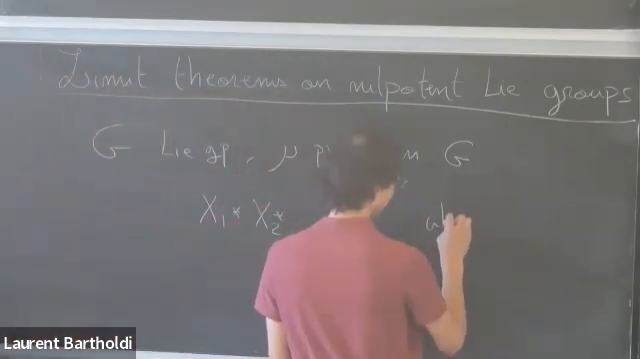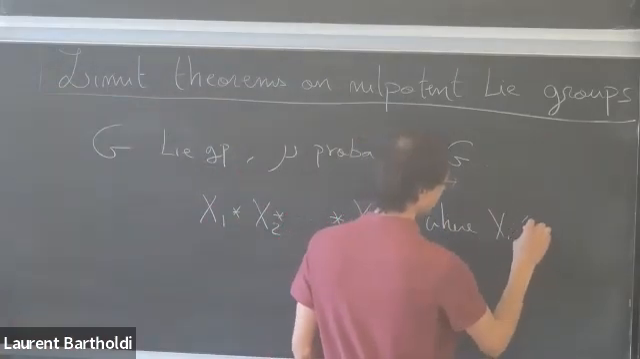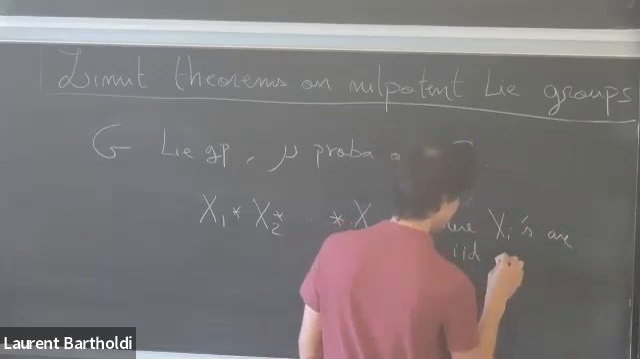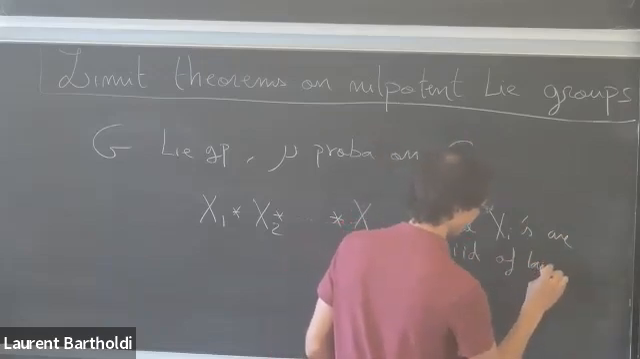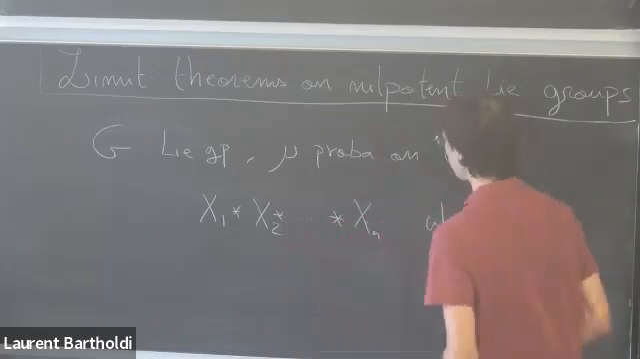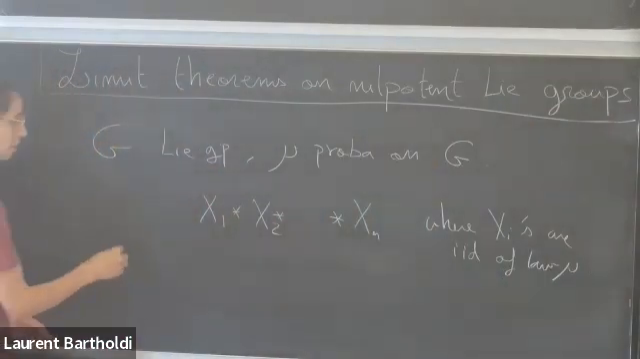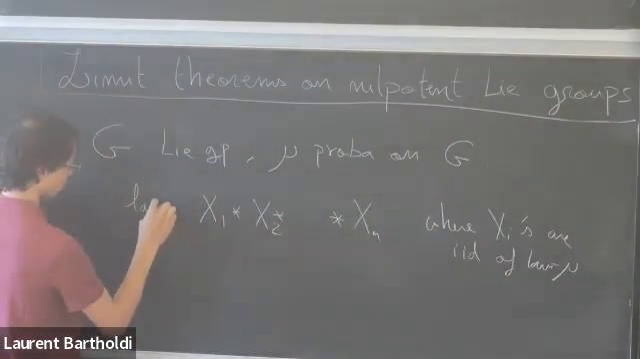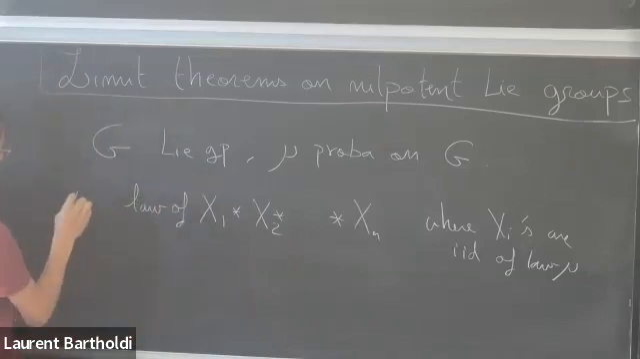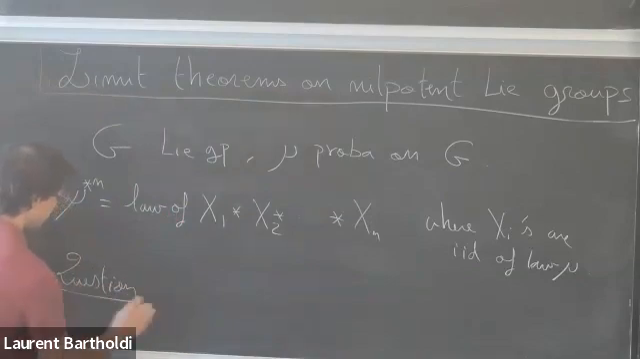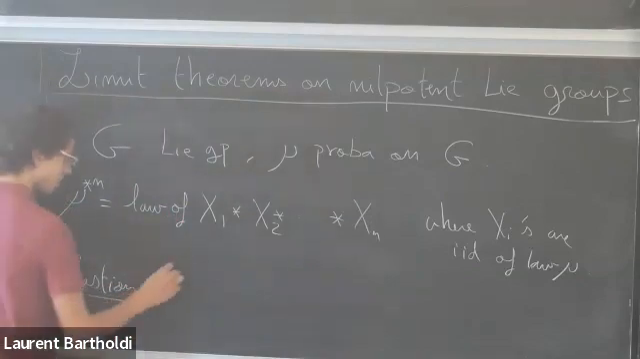Here, the variables are identically distributed, independent, with law mu. You want to understand the distribution of the product. So we look at the law of this product, and it is the n-fold convolution power of mu. So the question I will try to answer is: what does mu to the n look like?